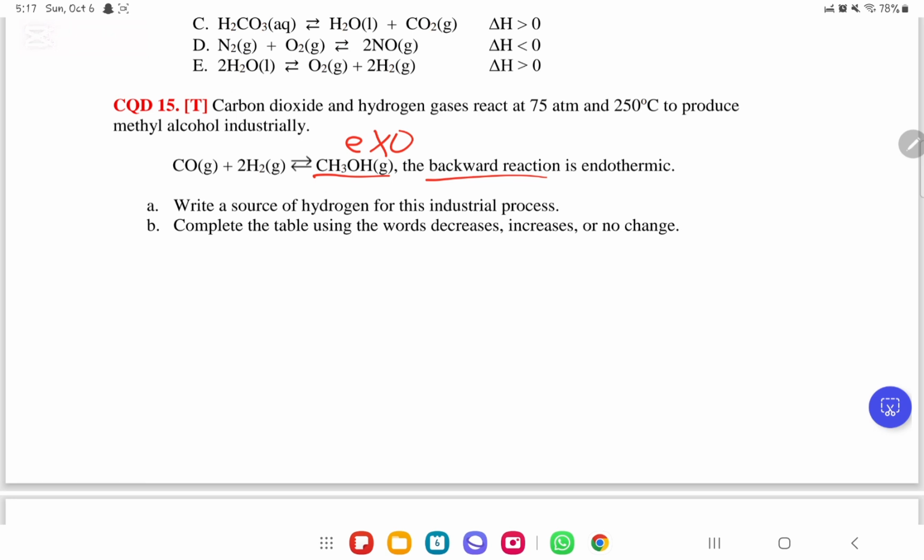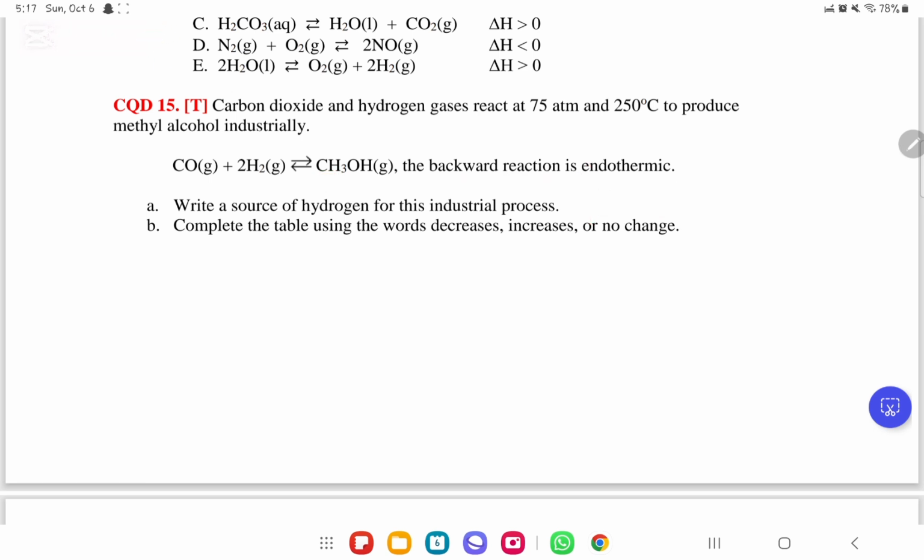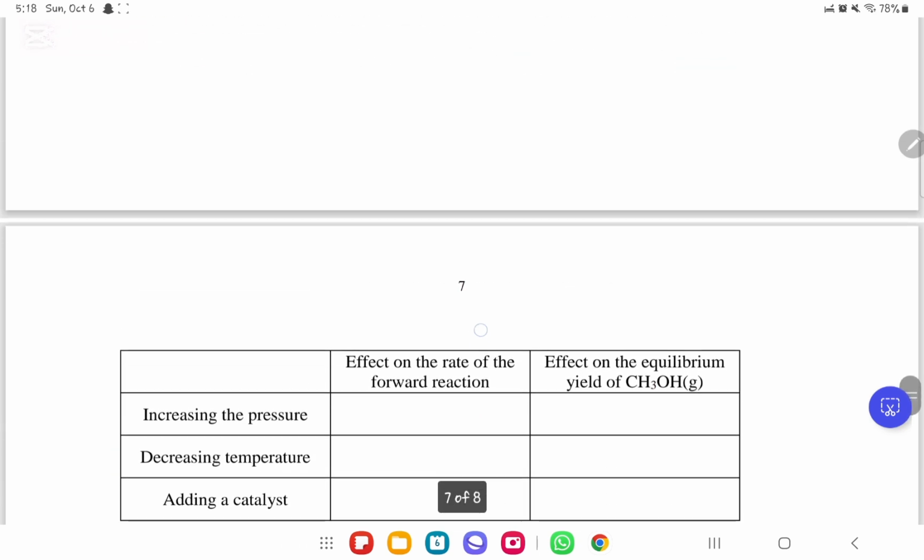Now write a source of hydrogen for this industrial process. One easy way to get hydrogen is hydrolysis, where we break water to get H2 and O2. So this is one easy way to get hydrogen. There's many other ways, whatever you like to use. I don't mind. Now, complete the table below using the words decrease, increases, or no change.